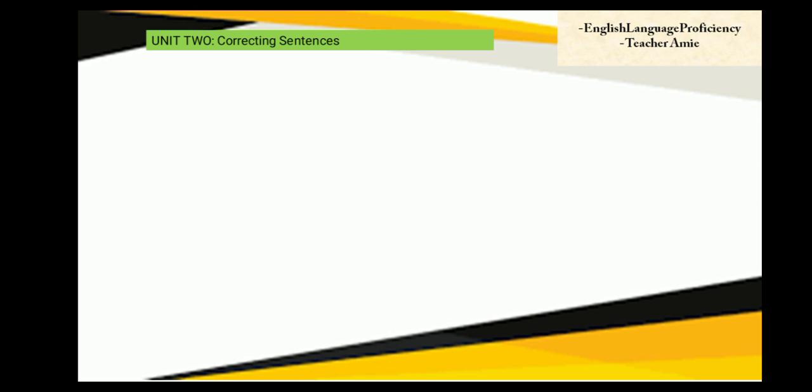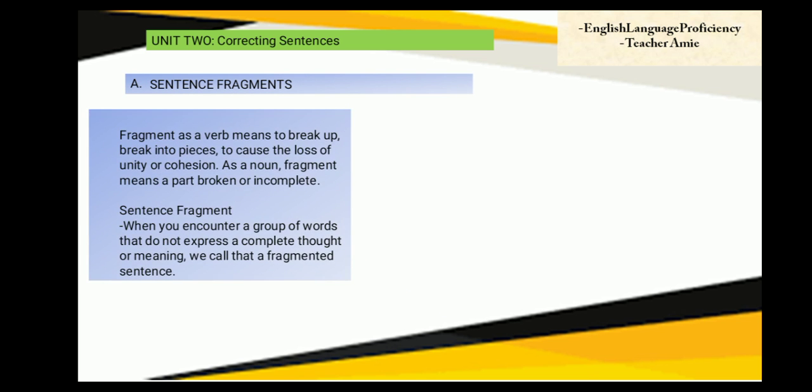Now we proceed to our Unit 2, that is correcting sentences. The first error in sentence is sentence fragments. When we define fragment as a verb, it means to break up, to break into pieces, to cause the loss of unity or cohesion. Now, when we define it as a noun, a fragment means a part, broken, or incomplete.